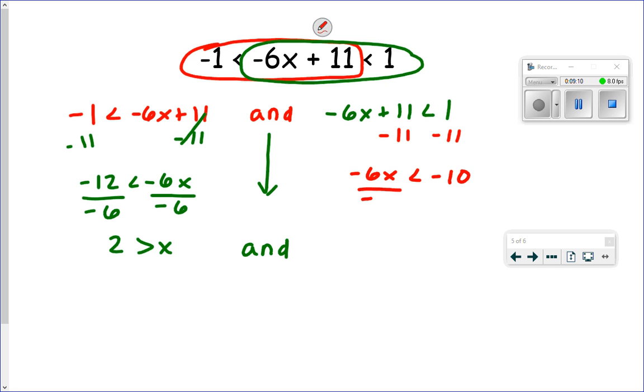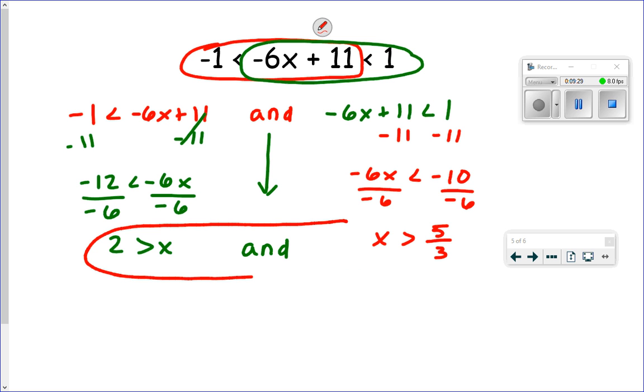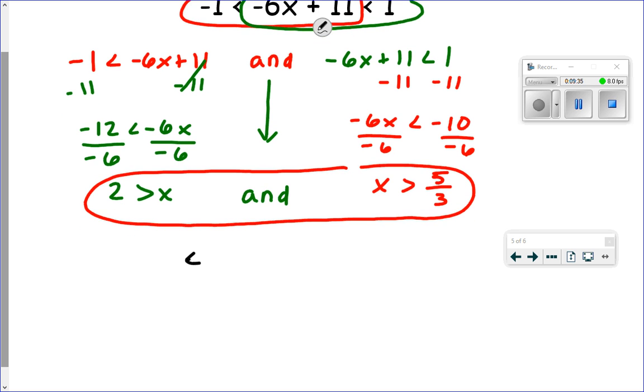Now divide both sides by negative 6. Flip the inequality sign since I divided by a negative number. Negative 10 divided by negative 6 is not going to divide into a whole number, so I just need to reduce it. That is going to give me positive 5 over 3. That's my first part of my answer, and now I need to graph it.